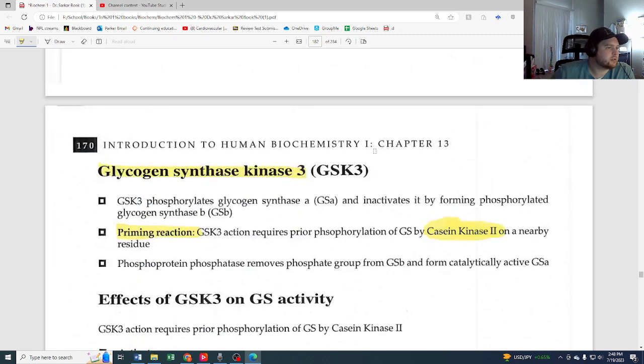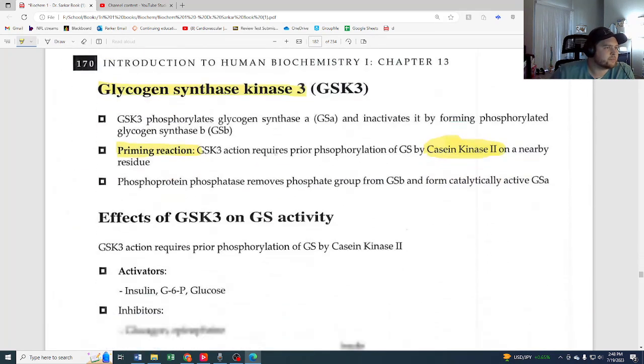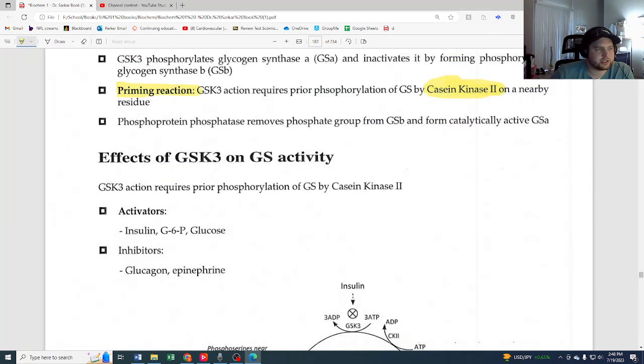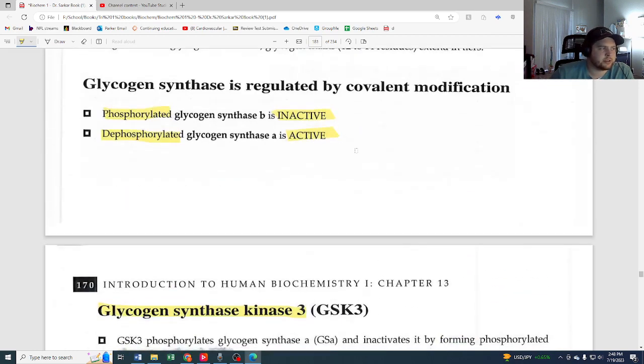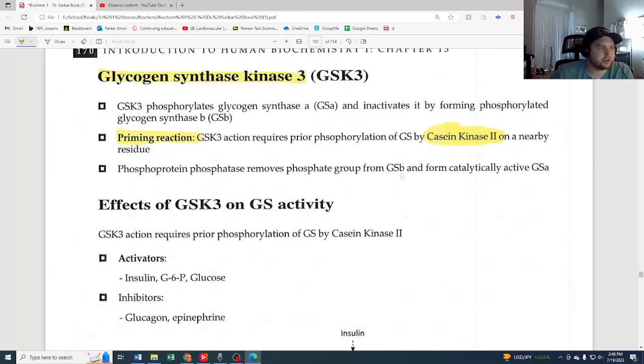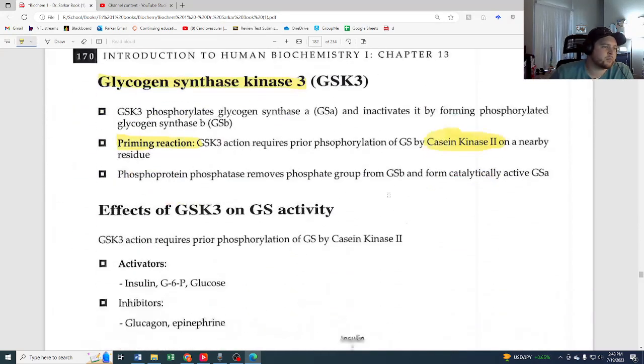Let me make sure. Yeah. GS is glycogen synthase. GSA, glycogen synthase A, is the active form. Glycogen synthase B is the inactive form. Just keep that in mind.